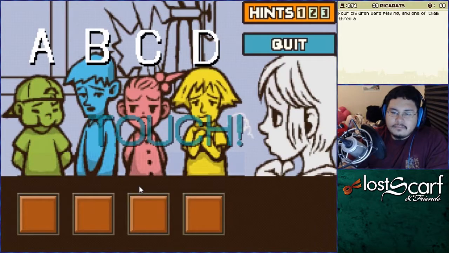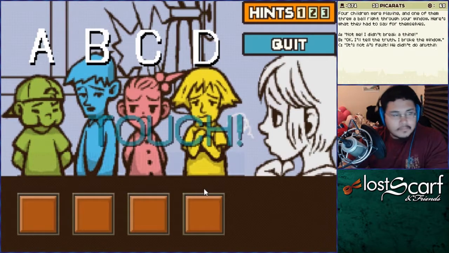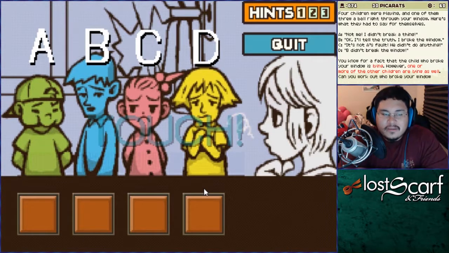A broken window. 4 children were playing and one of them threw a ball right through your window. Here's what they had to say for themselves.